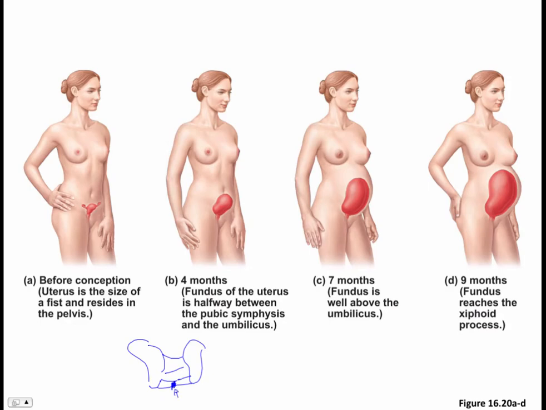Before conception, the uterus is about the size of a fist, so it's right within the pelvis. At 4 months, the fundus, this broad area of the uterus, is halfway between the pubic symphysis and the umbilicus. At 7 months, the fundus is above the umbilicus. And at 9 months, the fundus reaches the xiphoid process. And if you remember, that's part of the lower region of the sternum. It will extend into there.